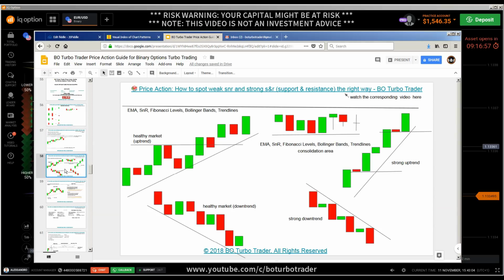Then the part about the market condition, healthy trend, strong trend, and market condition, because candlestick patterns and chart patterns behave differently in different market conditions, and that is what you should understand. A lot of strategies, a lot of techniques are working only on a specific market condition. Mostly those scammers do not tell you this.